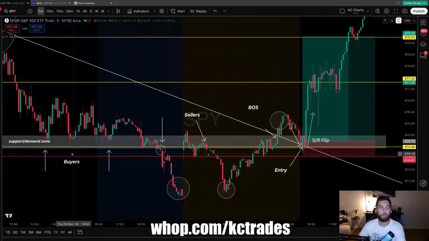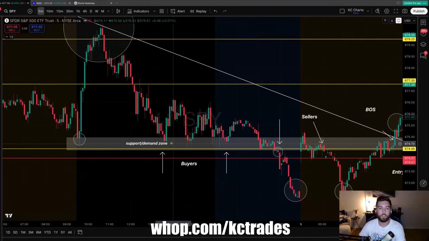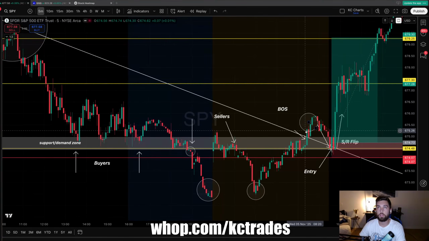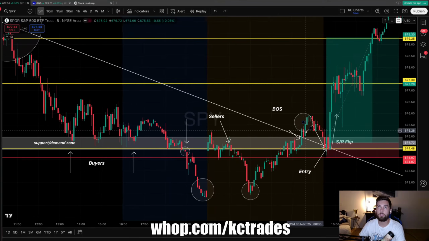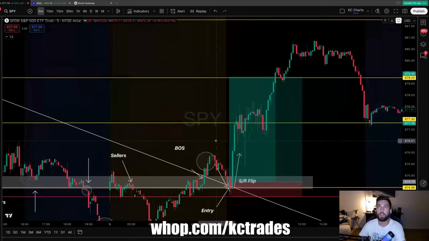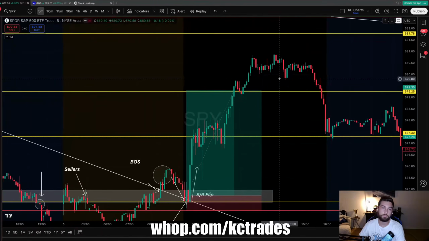So again, nothing more than identifying where the support demand zone is, where buyers are present, flipping it, SR flip for sellers. I know this is an important level, and then nothing more than a break of structure of that trend line for the lower highs, very bullish sign. SR flip lines up perfectly right there, and I go long and I catch this massive move on SPY.